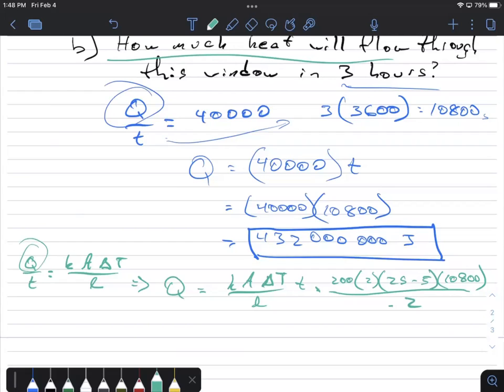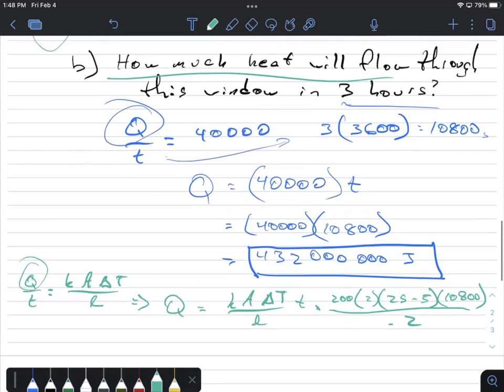I could have asked, okay, given all this information, how long do you have to wait for 50,000 joules of energy to flow? Well, in that case, I'd be looking for little t. I'd know Q, 50,000 joules. I'd know the area, the conductivity, and so on. And I'm solving for time.